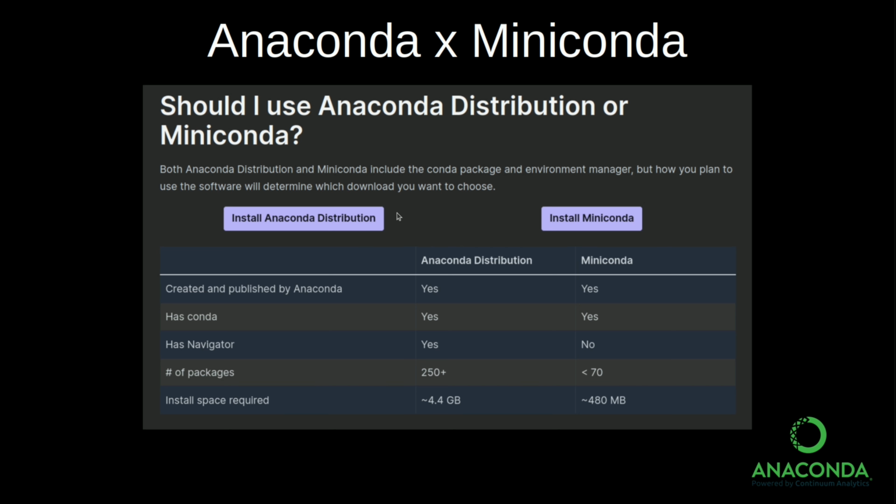So the size of both these distributions is quite different. For the Anaconda distribution, you've got to reserve and download at least 4.4 gigabytes for installing Anaconda. Otherwise, you only need around 500 megabytes. So the size of the Miniconda distribution is much smaller, and it may sound at first glance like an advantage, but I really don't think so.